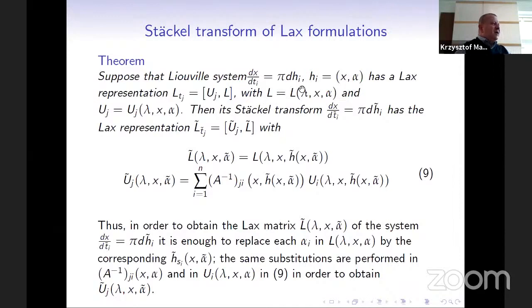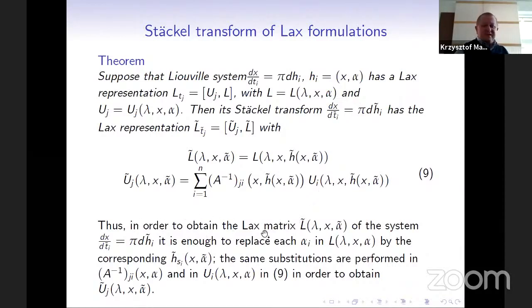So we simply create a Lax representation for this new transformed system from the Lax representation of the old system by quite a simple technique. We simply say that the Lax matrix of the new system is created from the Lax matrix of the old system by replacing alpha by h tilde. There was alpha before in the matrix L. And also the new auxiliary matrices, as they are called in the Lax theory, the new auxiliary matrices Uj, are easily constructed in such a linear way from the Lax matrices of the old system before transformation.